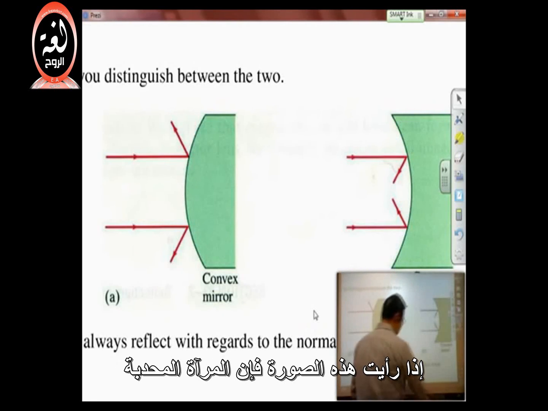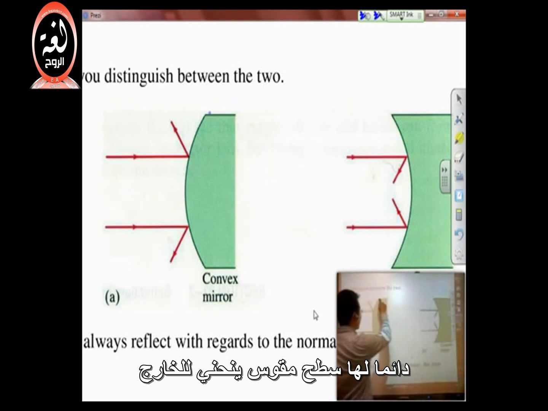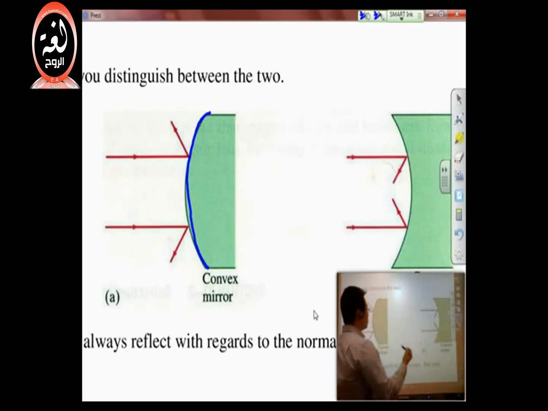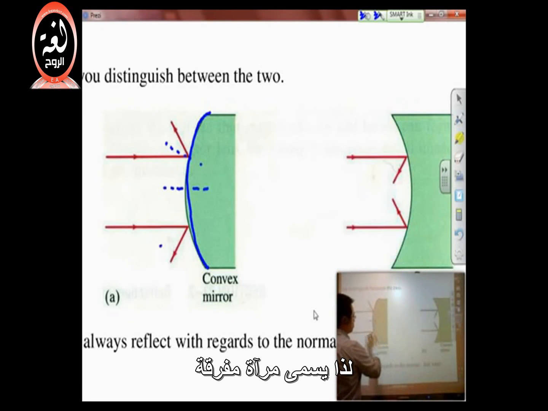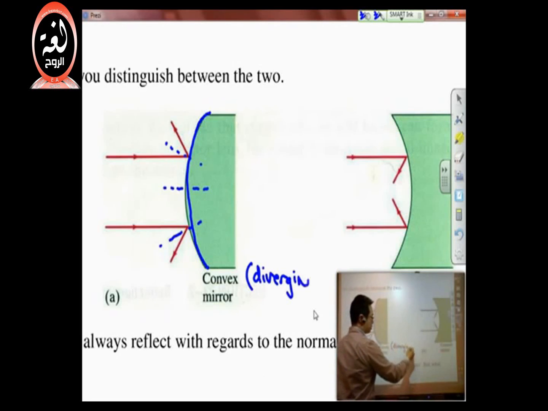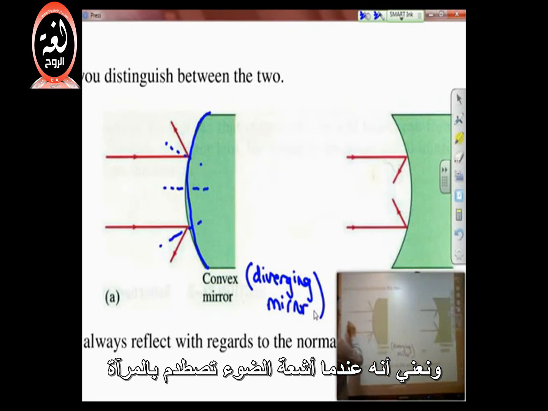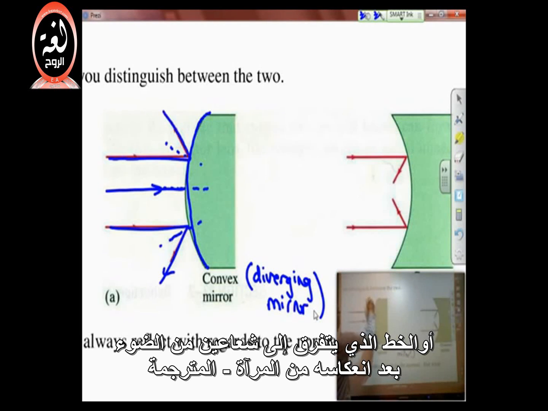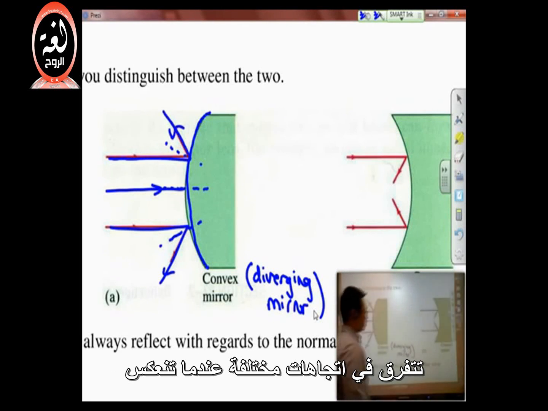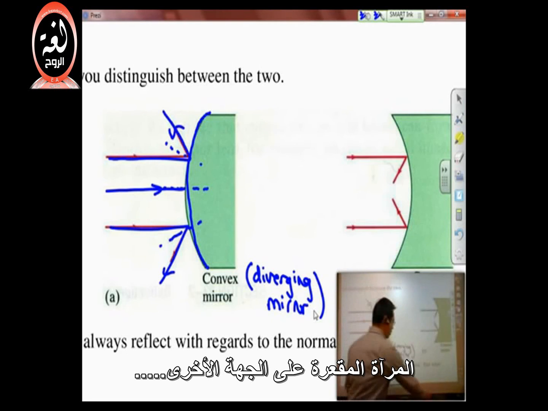If you take a look at the picture in your packet, the fact is a convex mirror always has a curved surface outward. It bulges outward, but because it bulges outward and the way that the normal lines are set up, it's also called a diverging mirror, meaning that as the light rays strike the mirror, they diverge in different directions when they reflect.